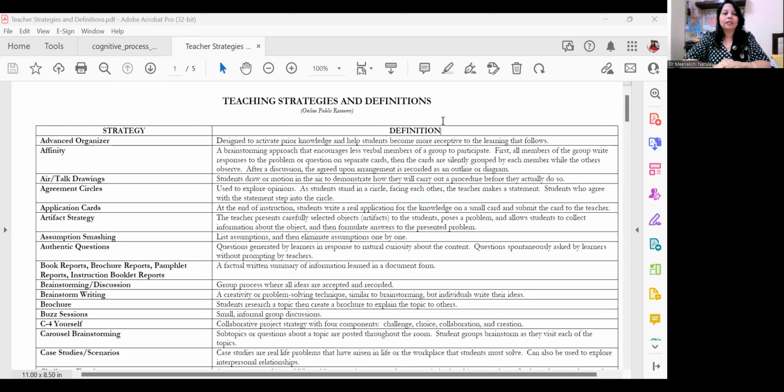So my lovely educators, the first one is advanced organizer. We have different kinds of organizers in our class assessment. We go ahead with mind mapping, concept mapping, Venn diagrams. On my channel you will find more than 100 different kinds of graphic organizers that I have shared. So give your students variety by sharing different kinds of graphic organizers with them.